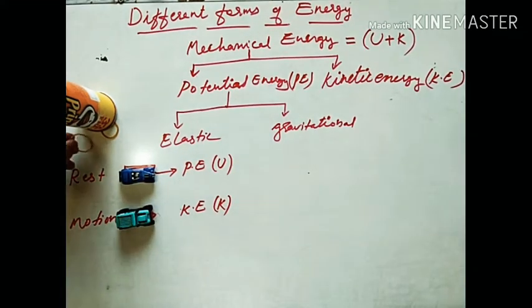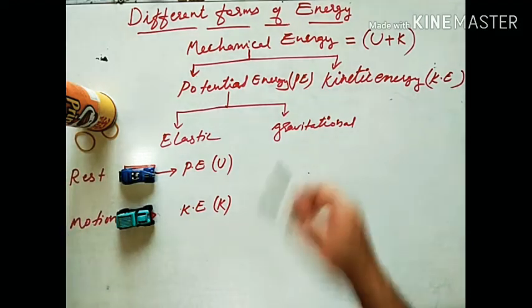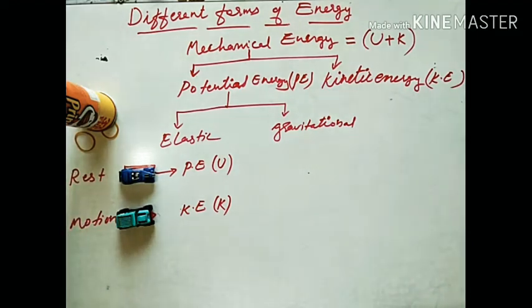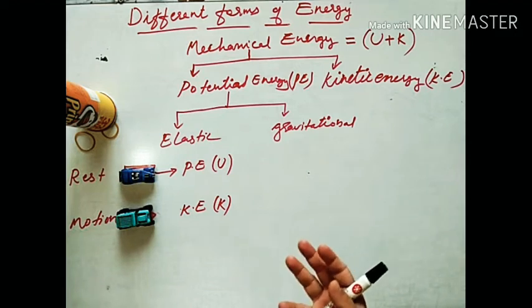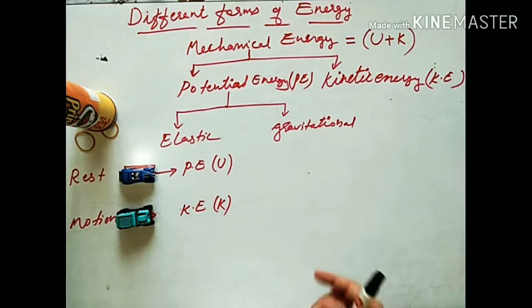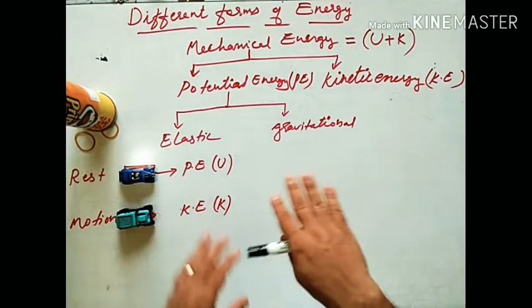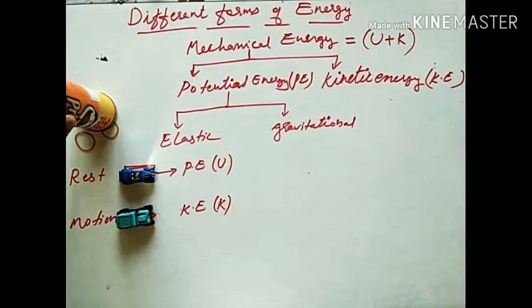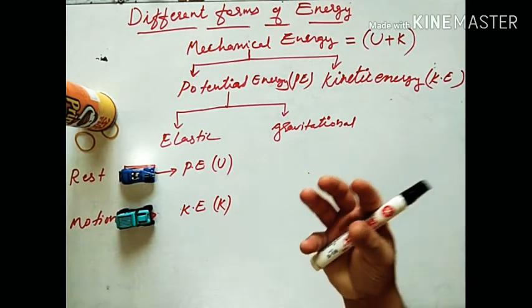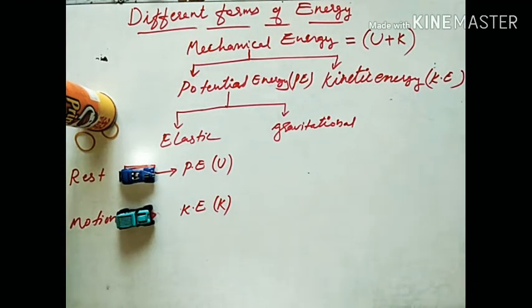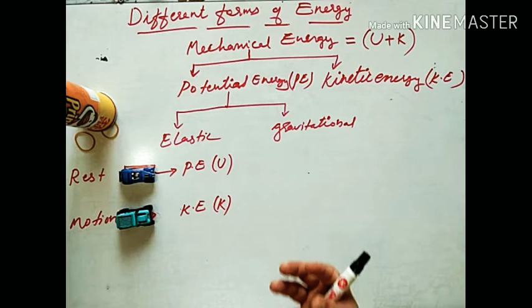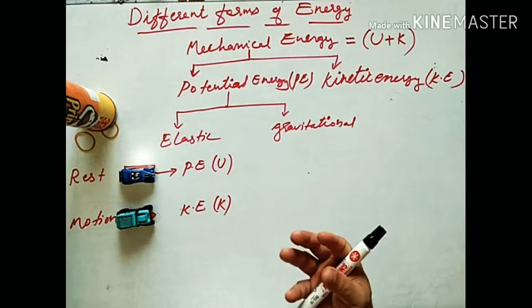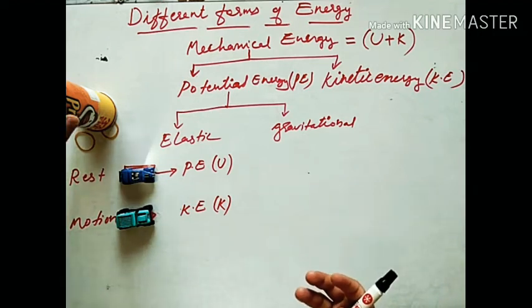Now, what is gravitational potential energy? Gravitational potential energy is the energy possessed by a body due to the force of attraction of the earth. Every body resting on the ground is attracted towards the center of the earth with an invisible force. We call it gravitational force. So due to the attraction of the earth, a body has potential energy.